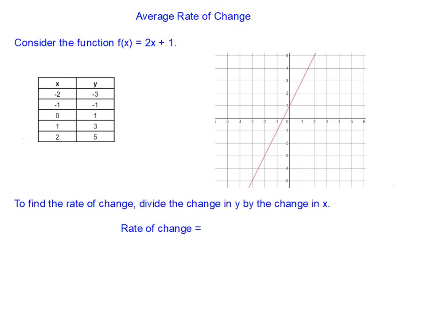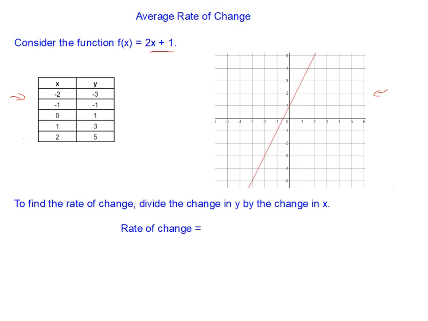We're going to start with this function here, f of x equals 2x plus 1. So we can represent this function using a table of values as I've done here, or using a graph, which I've done here. So if I asked you way back in grade 9 to find the rate of change, there are a couple of ways that you might do that.